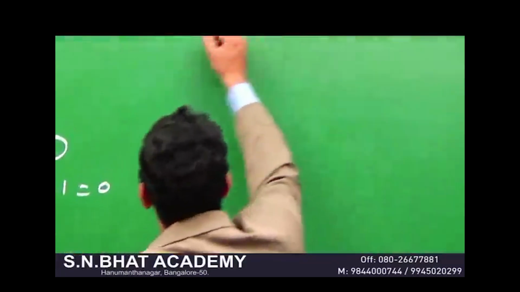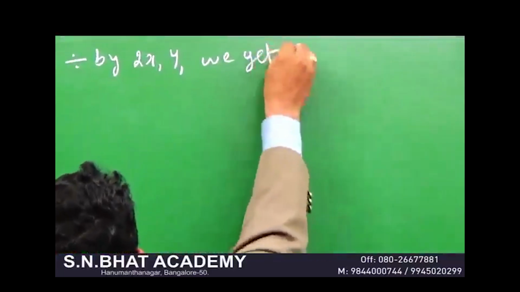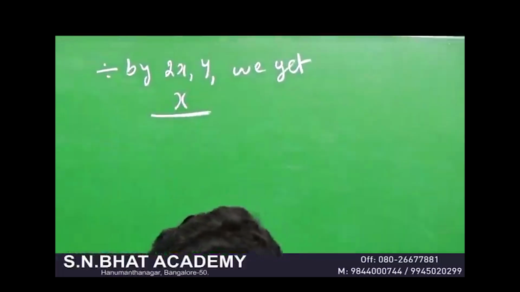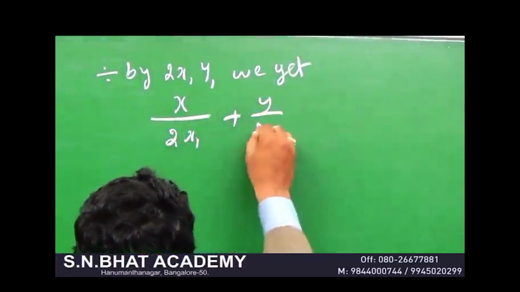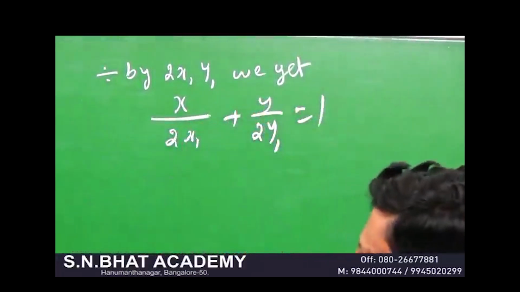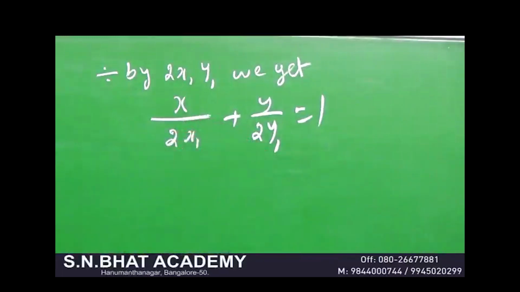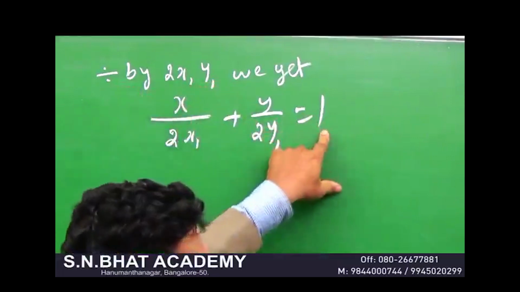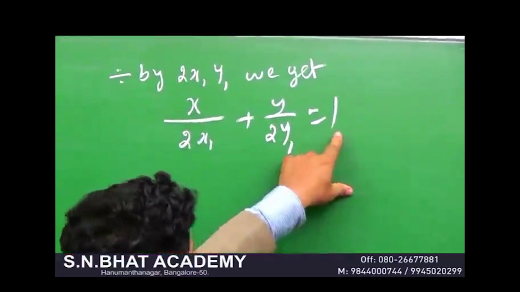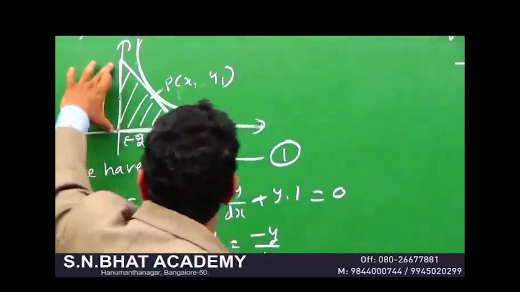Dividing throughout by 2 x1 y1, we get x by 2x1 plus y by 2y1 is equal to 1. So this is the equation of the tangent, of the form x by a plus y by b equal to 1, which is the intercept form. a is the x-intercept and b is the y-intercept. That means this length is 2x1 and this length is 2y1.